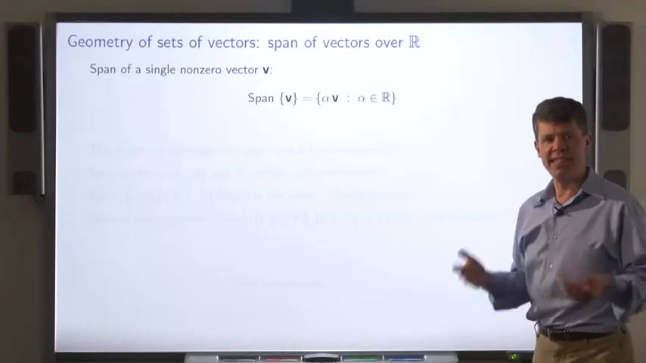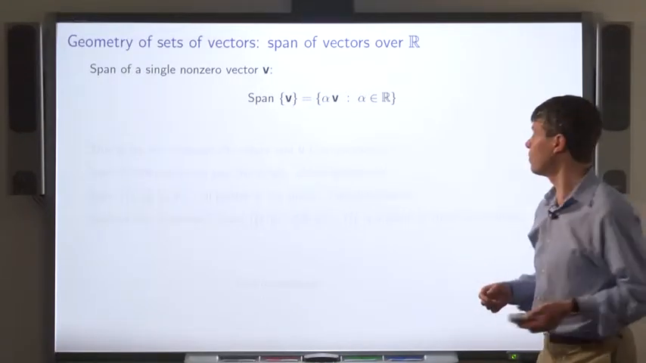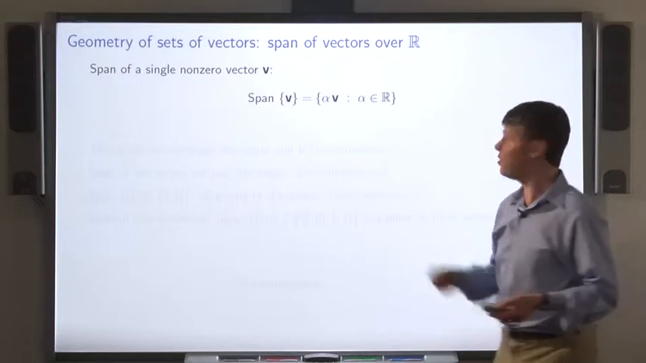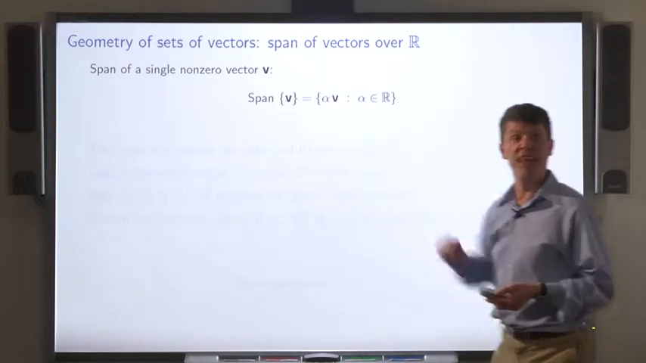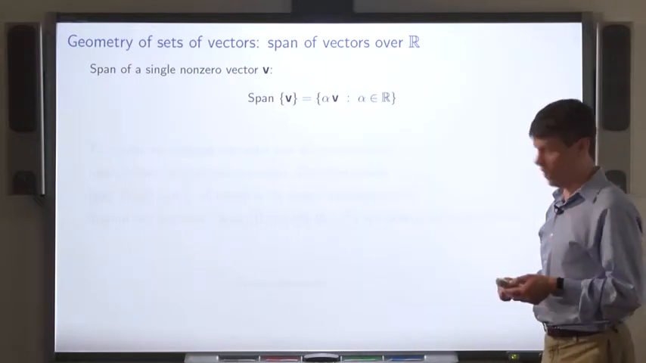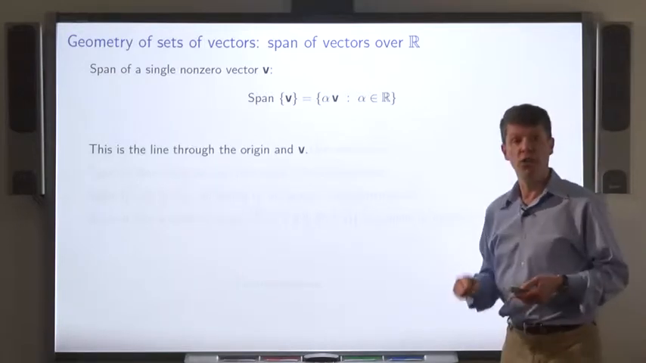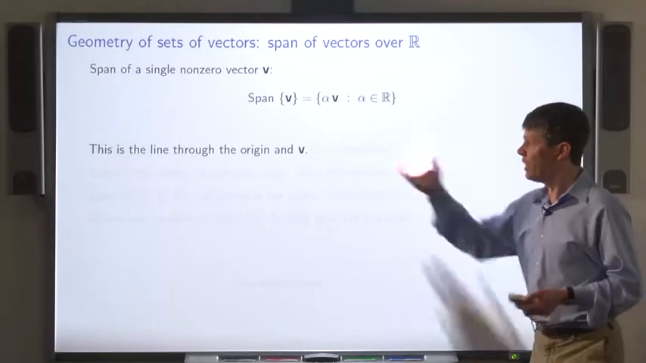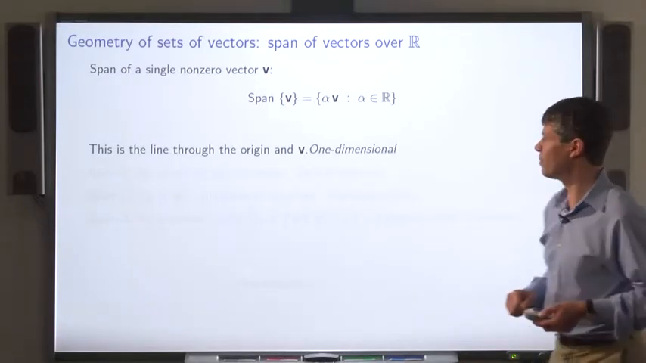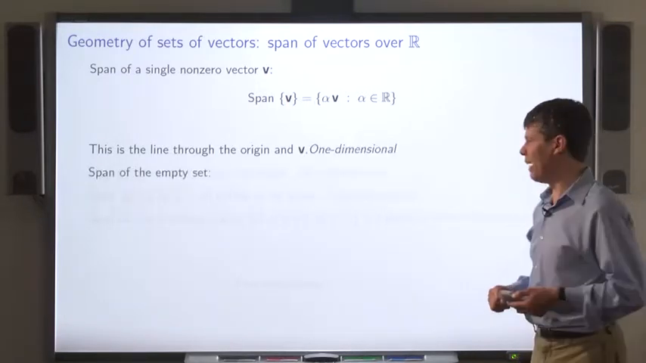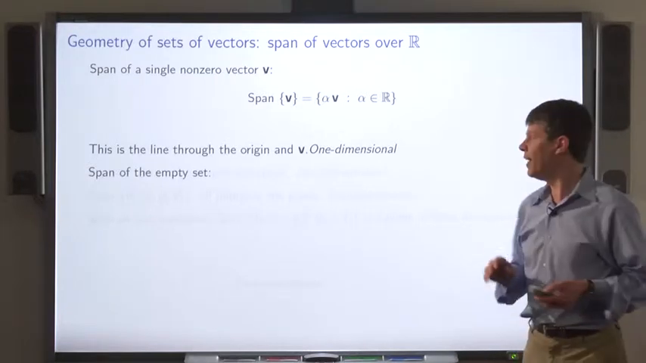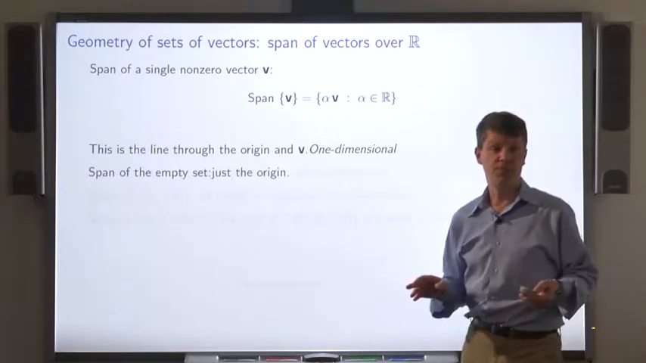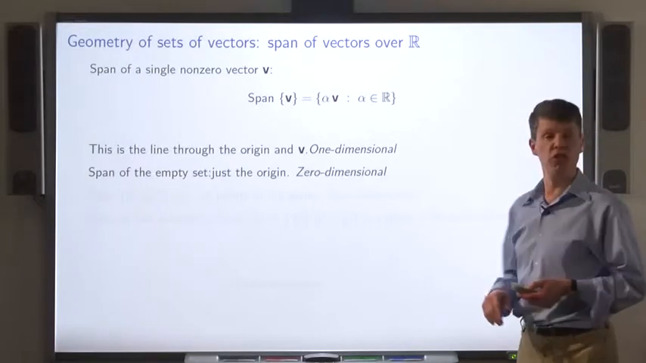What about the span of a set that contains only one vector? That's the set of all scalar multiples of that vector, which we saw earlier is the line through the origin and the point corresponding to that vector. It's a one-dimensional structure. What about the span of the empty set? We saw that this is just the origin. That's a zero-dimensional object.